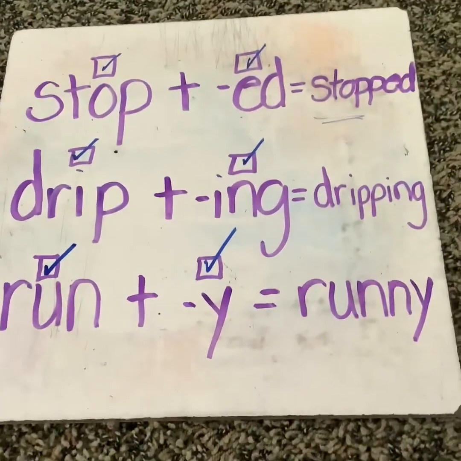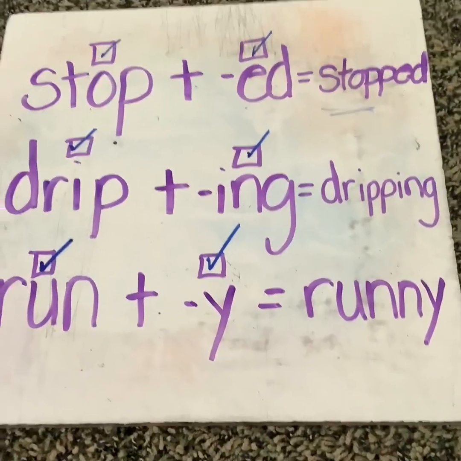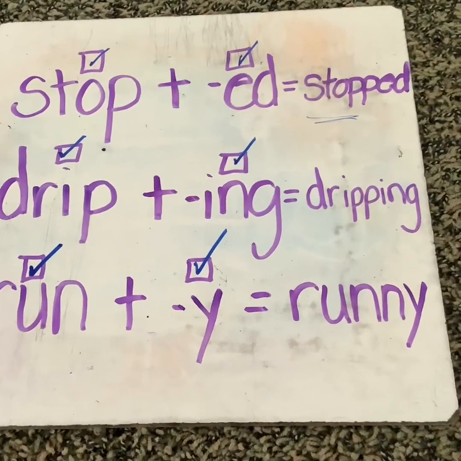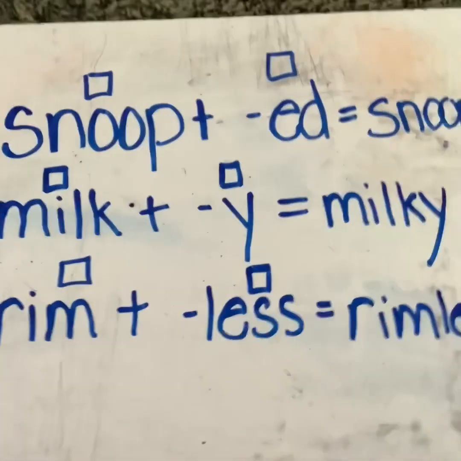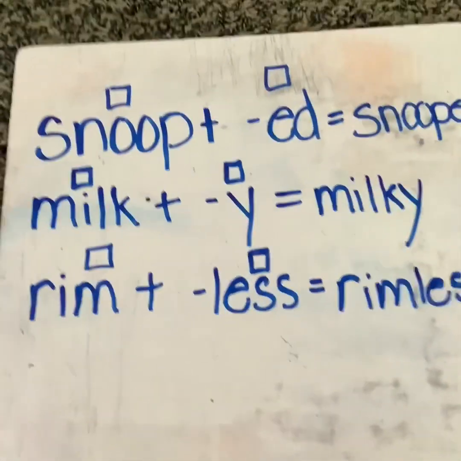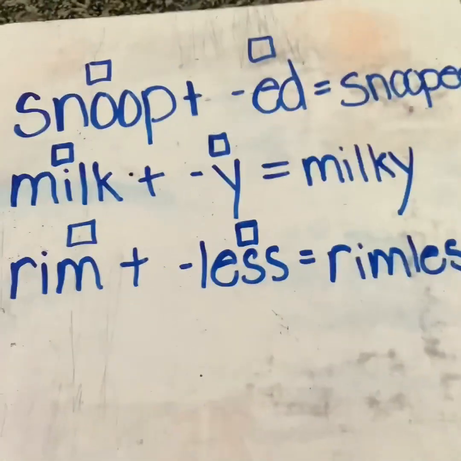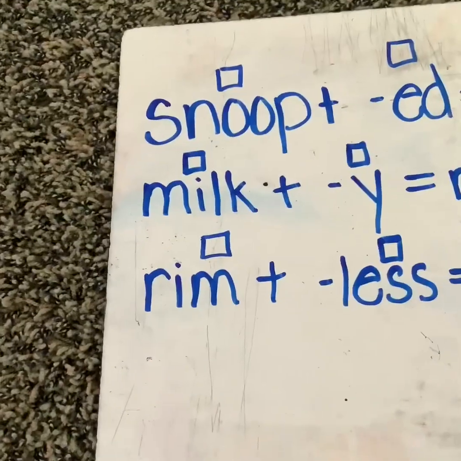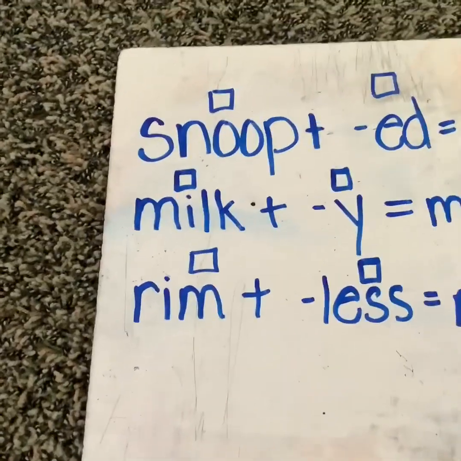Okay, now we don't always double, so let me show you some more words in which maybe the case is that we don't double. Okay, looking at these words, we have our root words, snoop, milk, and rim. Remember our boxes above, we're going to put a check mark if it ends with one vowel and a consonant.